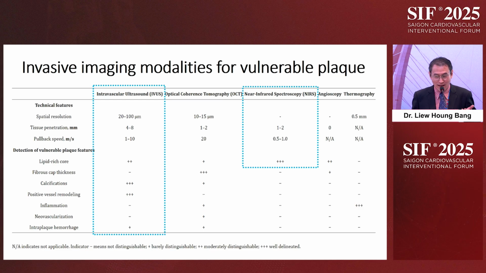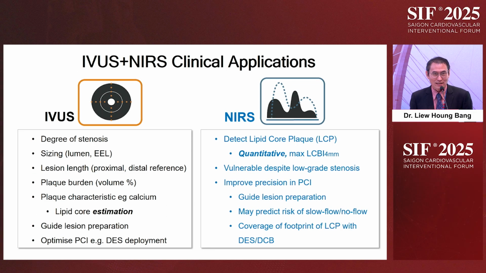Okay? So for now, those of us who work in the lab have IVUS, and we have this NIR, and this technology is combined. So this is where the Makoto comes in. It's actually 2 in 1. So for IVUS, we look at the stenosis, we can size the vessel, we can look at the length, we can look at the plaque burden, we can look at the plaque characteristics. It guides our decision on how to prepare and optimize our DCB or DES PCI treatment. NIR gives us more. It gives us quantitation of the lipid. It is a vulnerability assessment. It improves the precision of our procedure.